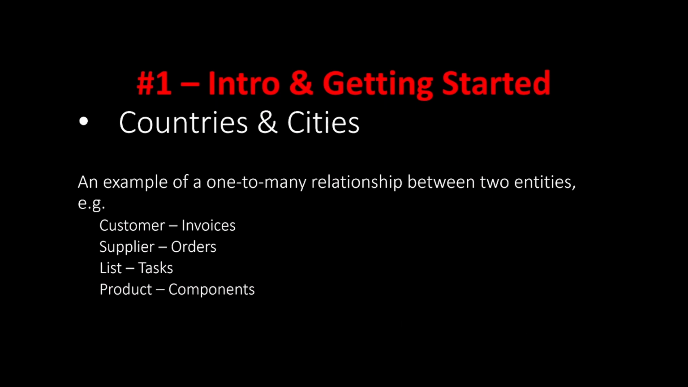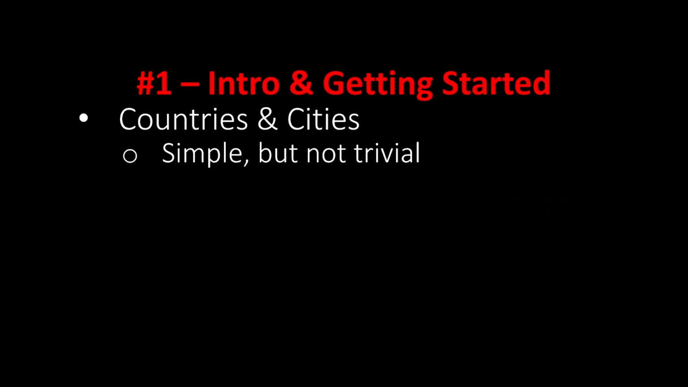What we're going to be doing in this series of videos is creating an application with countries and cities. And the reason I've chosen this is it's simply an example of a one-to-many relationship between two entities. Other examples might be customers and invoices, suppliers and orders, lists and tasks, products and components. The application is going to be simple, but it's not going to be trivial. We're going to be exploring some of the more complicated things that we need to link two entities together.